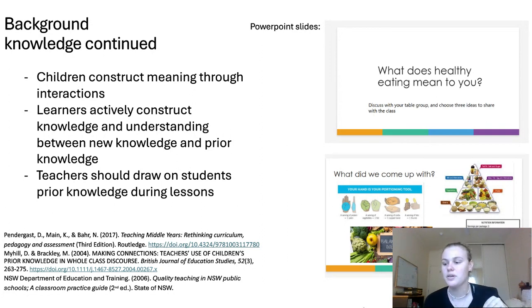Pendergast and others also emphasise the importance of recognising middle year students' prior knowledge and experiences when teaching. Using a student's previously developed skills and interests can be advantageous for teachers, as this draws on students' strengths in learning.